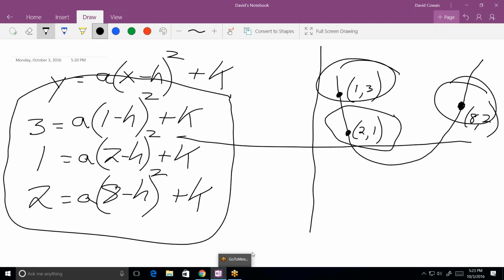Well, I know you've done this because I remember we had a session a couple weeks ago where you had 3 variables and 3 equations. I remember that. And so I would be able to solve for a, h, and k using those 3 equations and 3 variables.